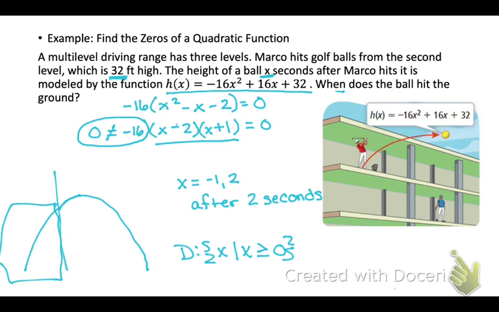Now, what's the range? Let's talk about that one. Here's the ground, yes? And this was 32? So I would need to know what this value was right here. How could I find that value?